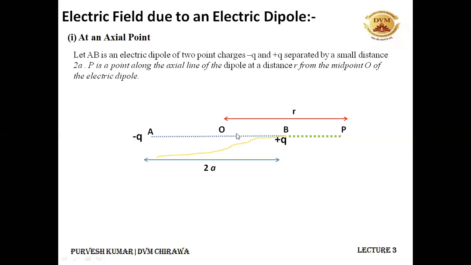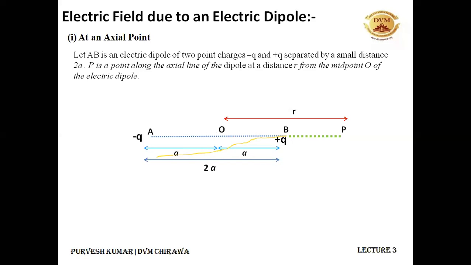That's why half the length is small a only. So OA is equal to small a, and OB is also equal to small a. So you can see this OB is a and also OA is small a. All right. Now our job is to find the electric field at point P.